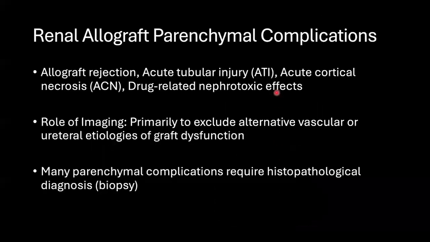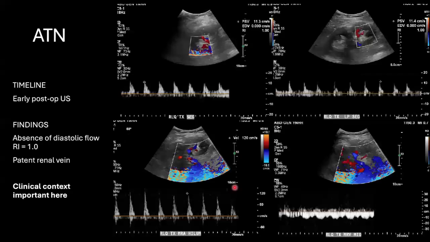Okay. And then lastly, the last group of renal transplant complications that I'll discuss today is the renal allograft parenchymal complications. These are like acute tubular injury or acute tubular necrosis, cortical necrosis, drug-related nephrotoxicity. Unfortunately, imaging is not highly specific here. We primarily try to exclude the things that I showed you before when you send us a patient with this clinical concern. And many parenchymal complications will often require a biopsy. So we don't see much, unfortunately, in imaging, apart from, for example, what I'll show you here.